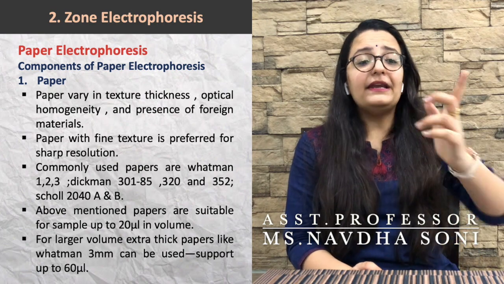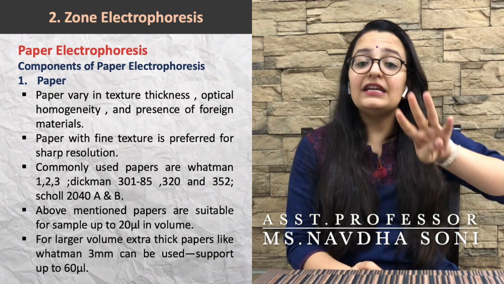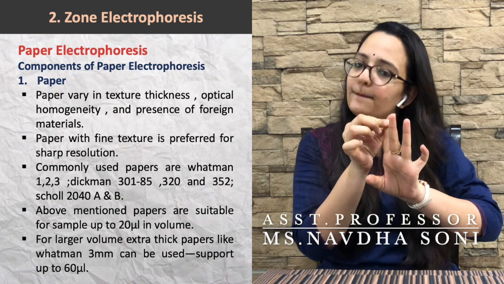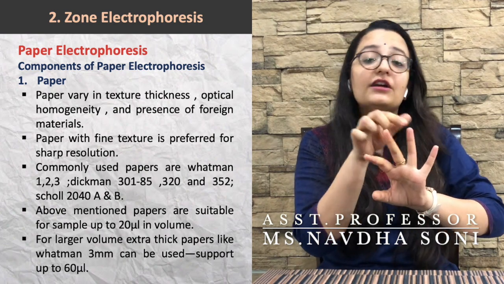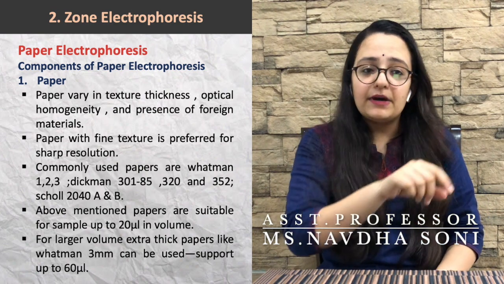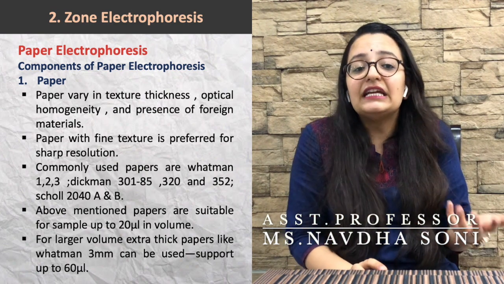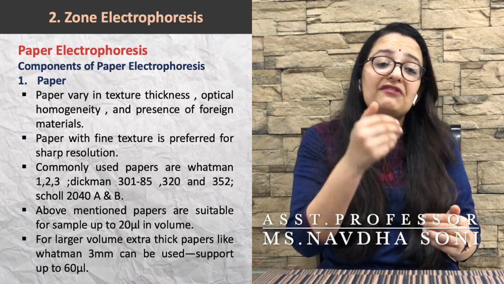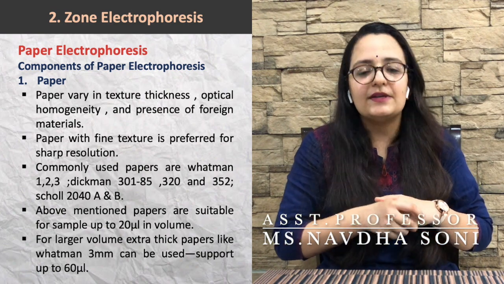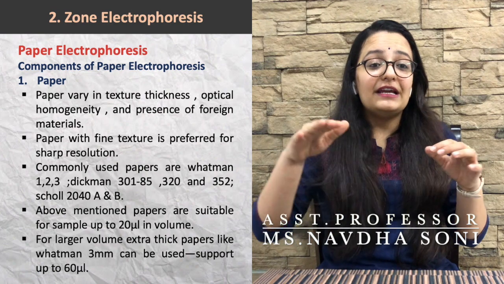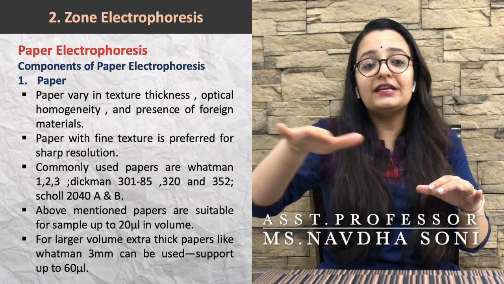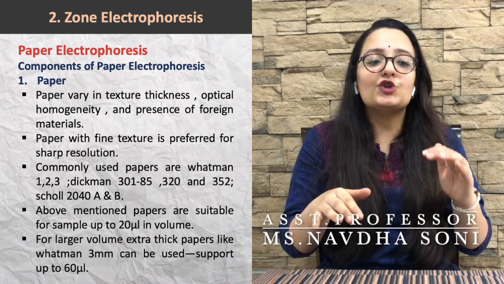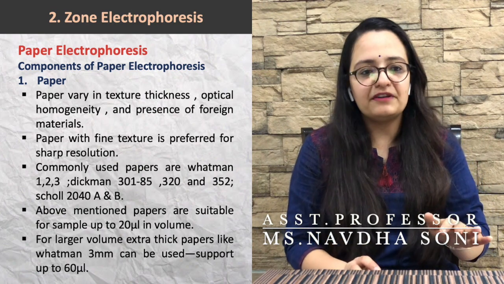In paper electrophoresis, there are three main components. One is the supporting medium, which is paper; second is electrodes; and third is buffers. Papers vary in texture, thickness, optical homogeneity, and the presence of foreign materials. Paper with fine texture is preferred for sharp resolution. Why? Because if the texture is fine, the adsorption of sample molecules is less. So paper with fine texture is more preferable.